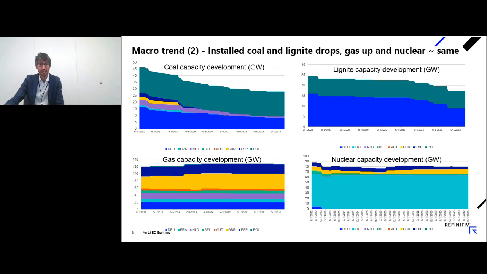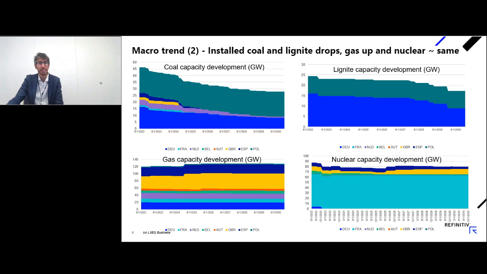And for nuclear, that's very stable. Particularly the French fleet, which is the one in light blue, is relatively stable. We have only one new commissioning at the moment planned, and then we have some new commissioning in Britain. And the rest of the fleet is relatively stable, with some decommissioning in Belgium, which was actually postponed after the Ukraine war. So relatively stable fleet, and obviously Germany, the one in blue, will phase out the last nuclear asset at the end of the year.